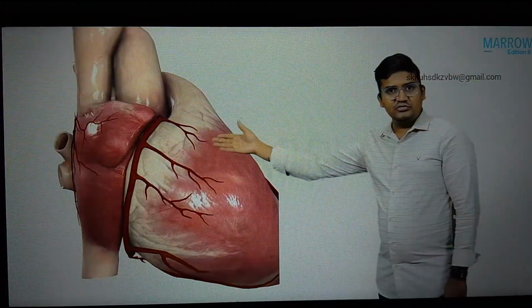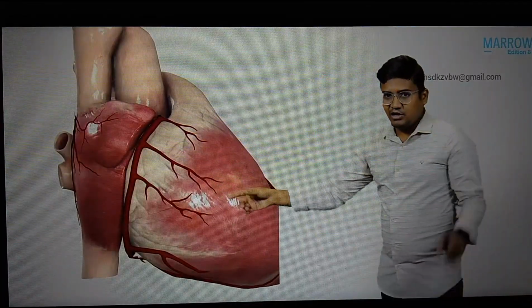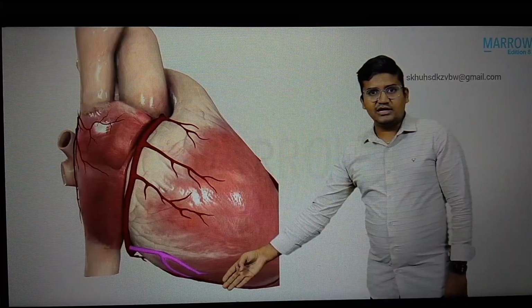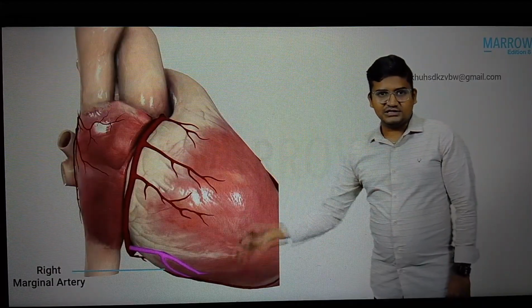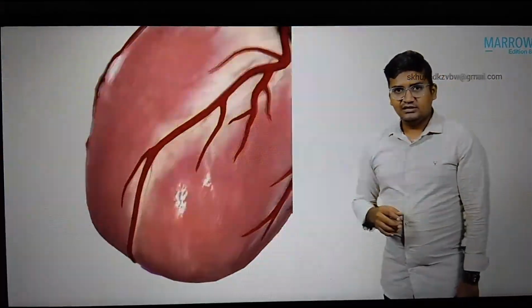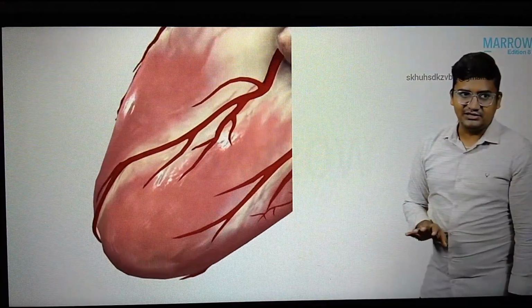Now, you are seeing the numerous branches. These branches are nothing but right anterior ventricular rami. One branch will be long enough to reach up to the apex. That branch is called the right marginal artery, also known as acute marginal artery. Next, we're going to see the left coronary artery. The left coronary artery divides into the anterior interventricular artery and the circumflex artery.